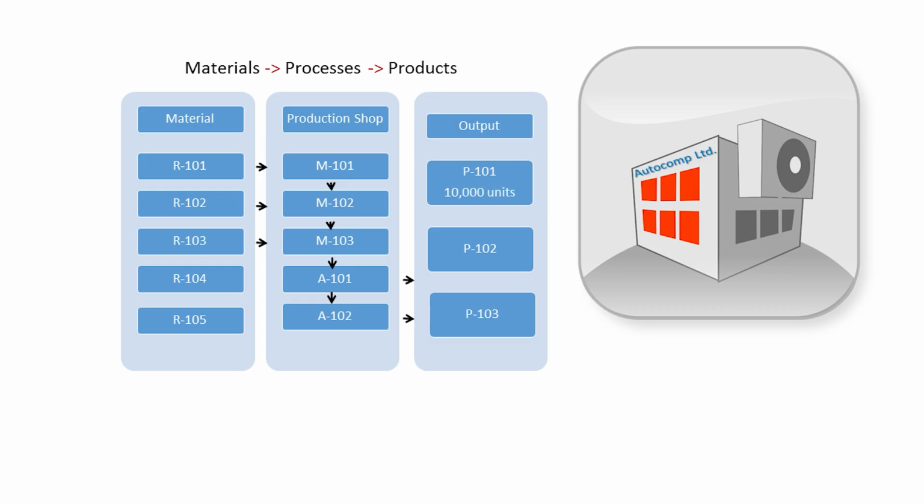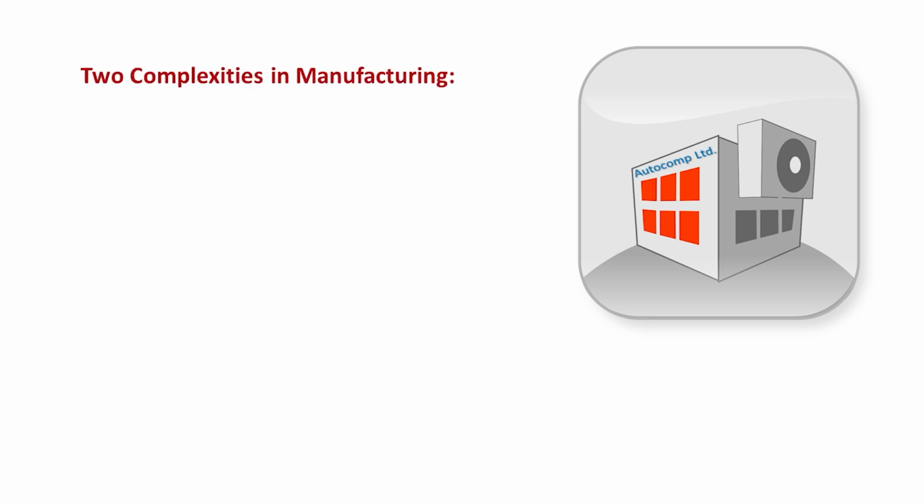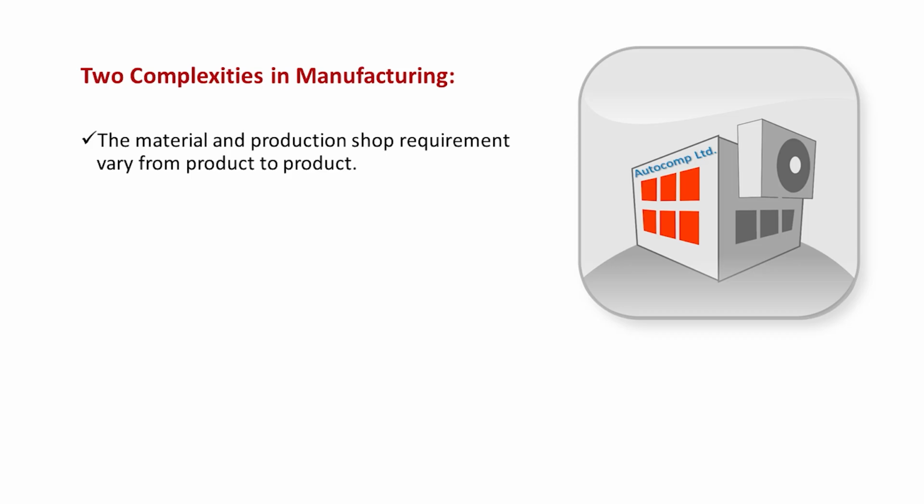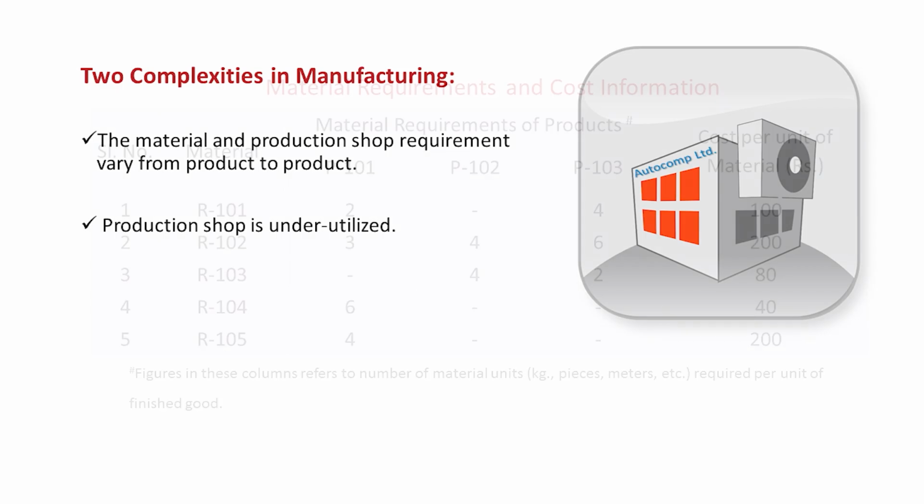During a period, Autocomp manufactured 10,000 units of P101, 15,000 units of P102, and 60,000 units of P103. There are 2 complexities in manufacturing. The material and production shop requirement vary from product to product. The capacity available in the production shop is more than the requirement. We need to address this underutilization when we cost the product.